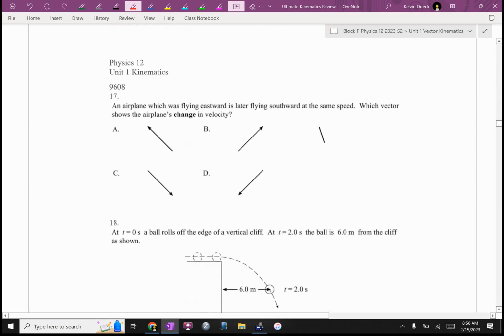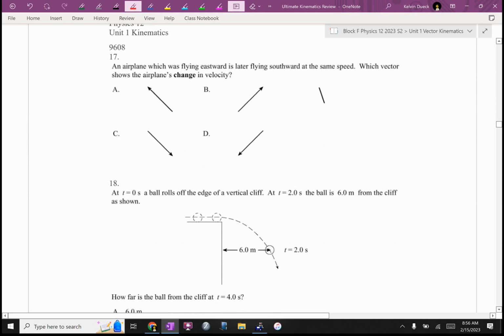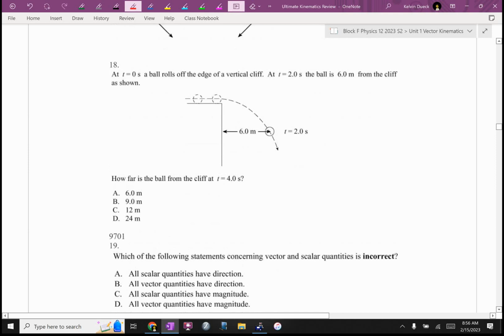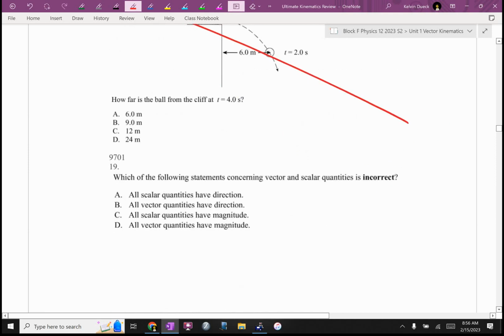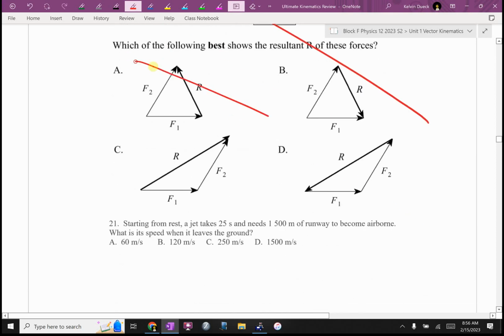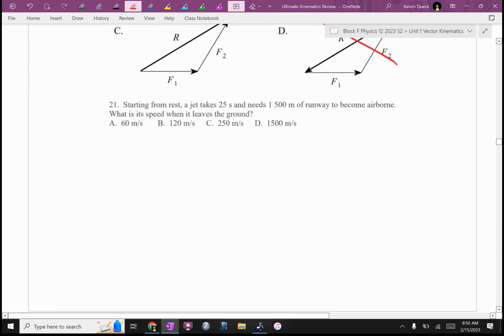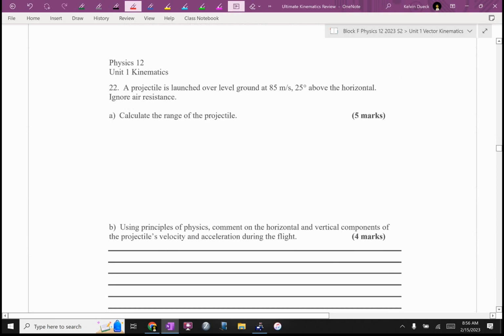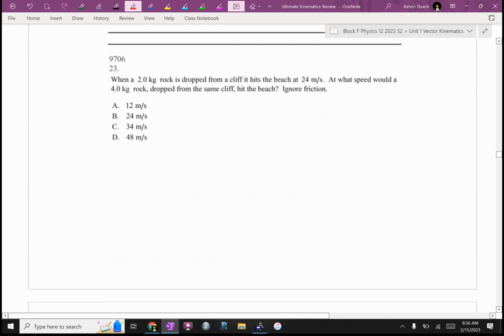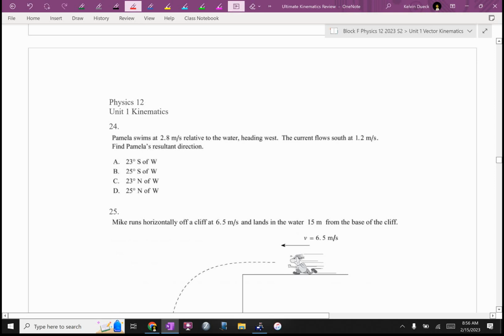16 is good. I like number 17. You can scratch out 18. 19 is good. You can scratch out 20. I just don't like the way it's drawn or graphicked. 21 is good. 22 is good. 23 is good.